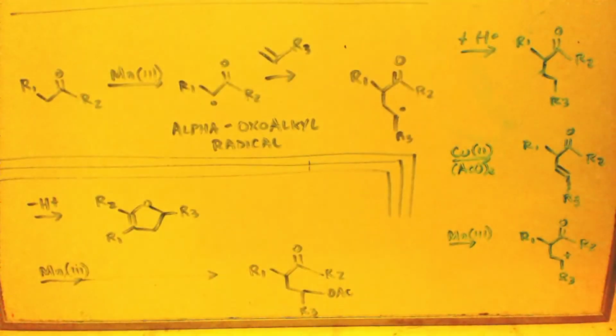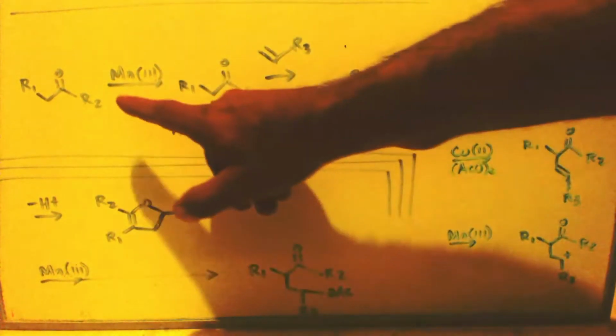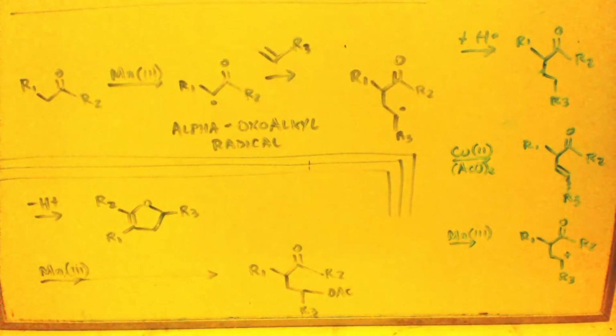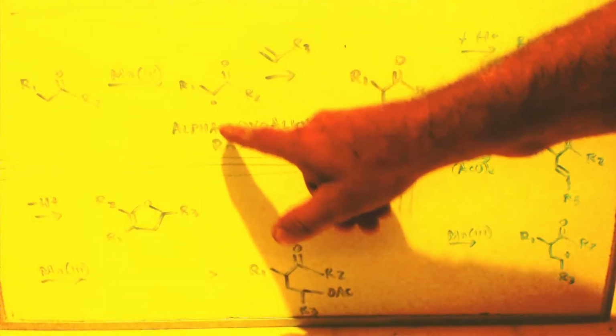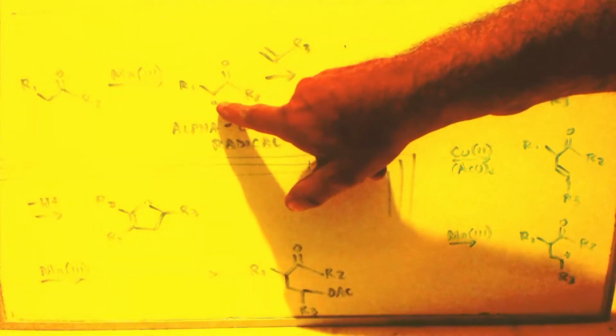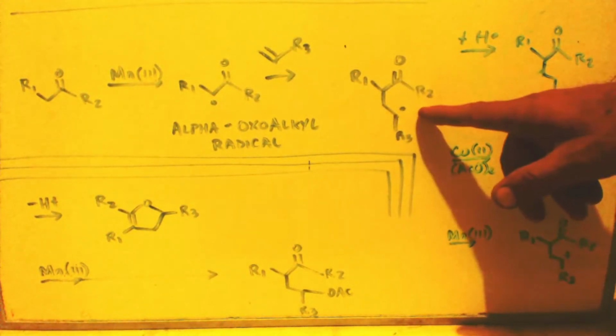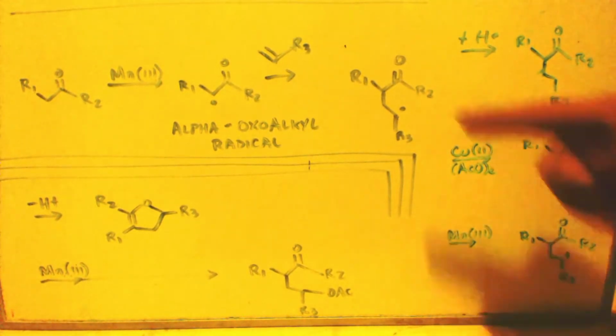Okay, now here's a great example of how versatile this reaction is. Let's say this is your carbonyl, your ketone, and you put it in with the Mn3. The Mn3 makes this alpha oxo alkyl radical that we mentioned. See how it's got the radical there? It reacts with the double bond, right? Now you have this over here, it attached, right?